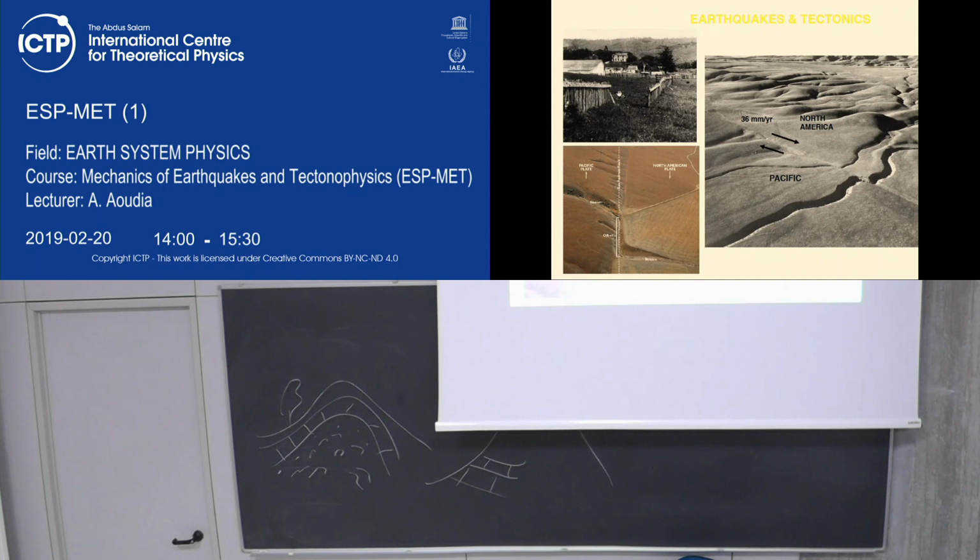Now this plate is moving against this plate with a velocity of 56 millimeters per year. This is 3.6 centimeters per year. And then this is 3.6 meters in 100 years. But this 3.6 meters is not taking place on the fault, it's taking place beneath the fault, and then it's transferred to the fault. And the fault is stuck, and then it releases this energy during the earthquakes.